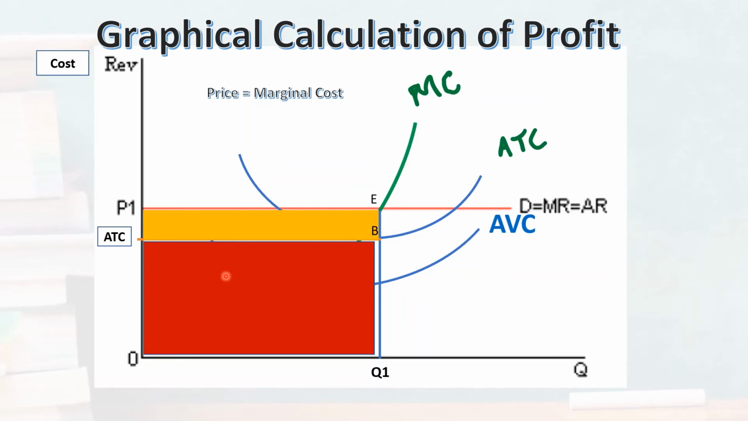But one more point you should notice here: if you look at the average total cost and average variable cost curves, they are lying below this demand curve or below this price line, and that's why we can say that whenever price is higher than the average total cost, the firm is going to earn profit.